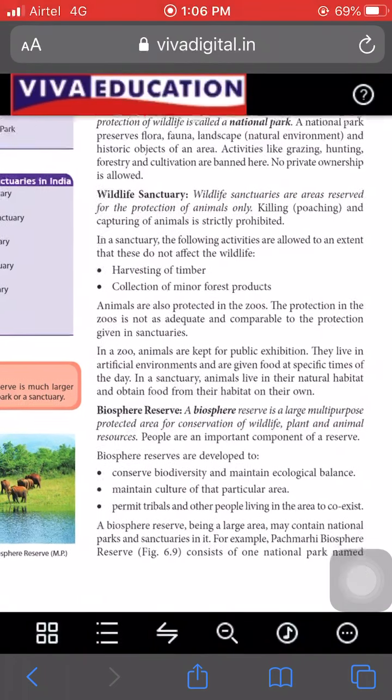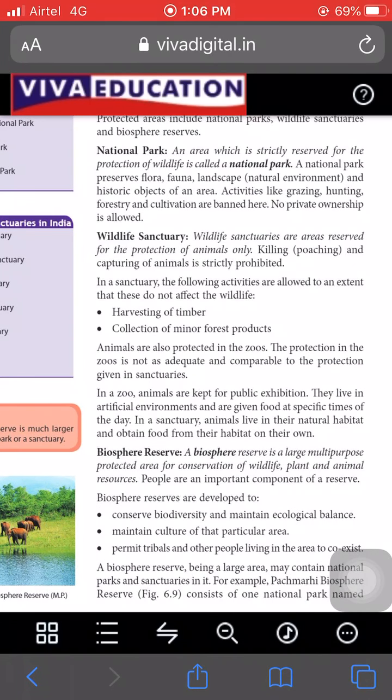Next is biosphere reserve. It includes plants, animals and other resources. In wildlife sanctuaries, only the animals are protected, but in a biosphere reserve, all the animals, plants, and other resources are protected under the surveillance of government. Biosphere reserves are developed too.